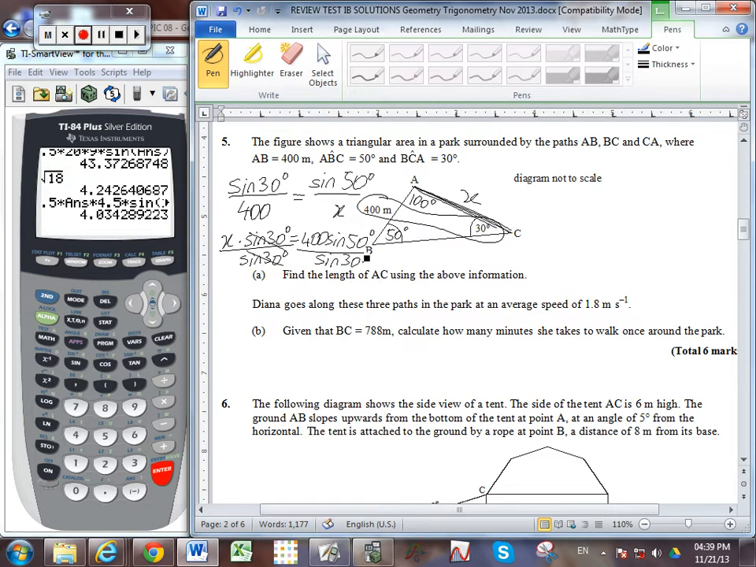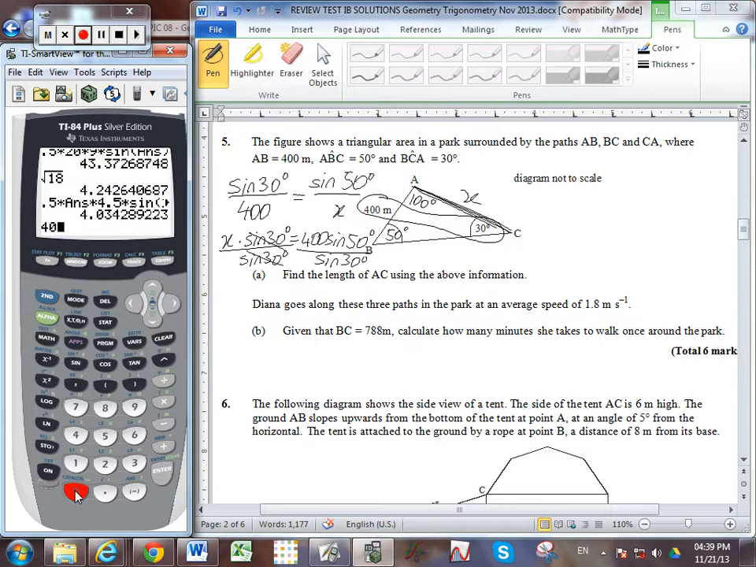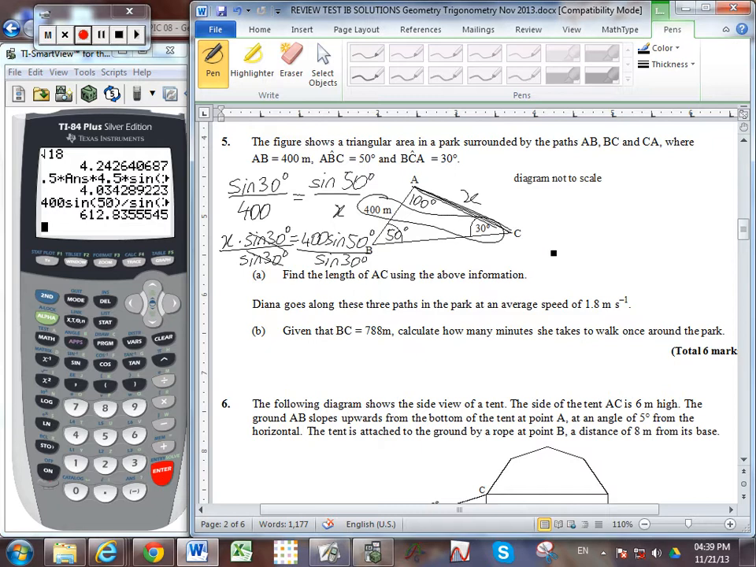And so let's see what I get when I type in 400 times the sine of 50. Make sure I close the brackets. So it's that result divided by the sine of 30 degrees. Oops. So 30 degrees, close the brackets. Okay, I've got 612.8. If I round to 3 significant figures, then AC is approximately 613. My units are meters for its length.